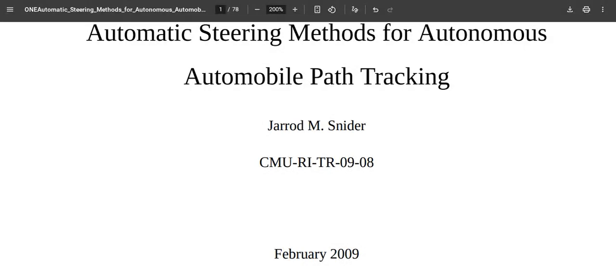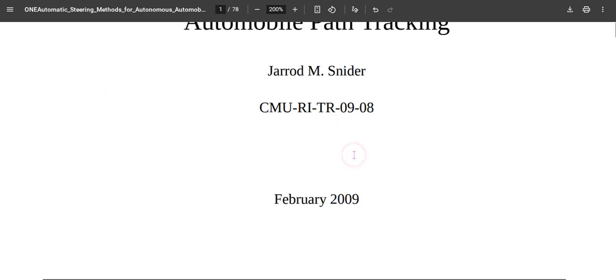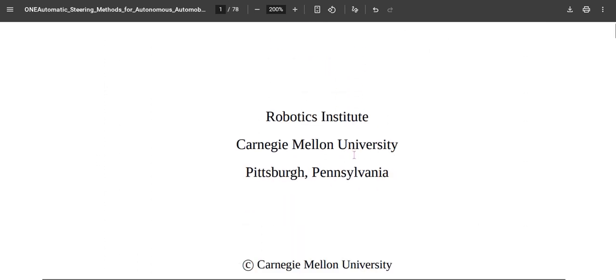Hi all. In this video, we see a thesis written by Gerard from Connemara University with the title "Automatic Steering Method for Autonomous Automobile Part Tracking." This thesis is about different kinds of part tracking algorithms written for automatically steering car-like robots. It was written in 2009, but is still valid even in 2025.